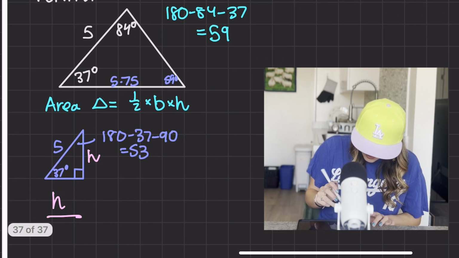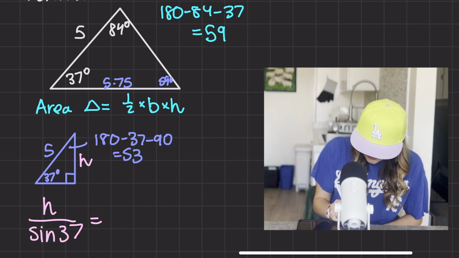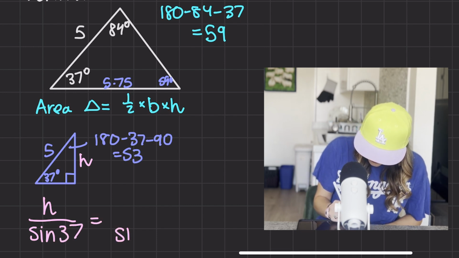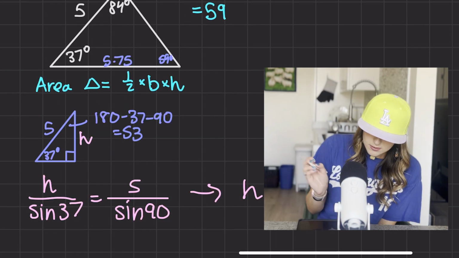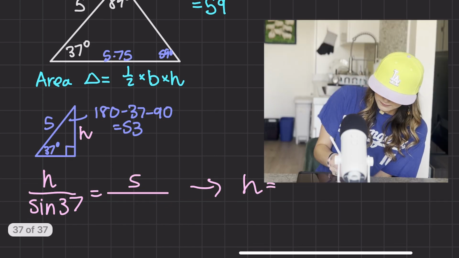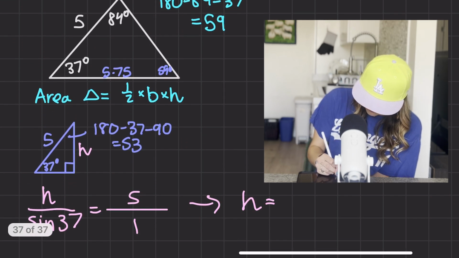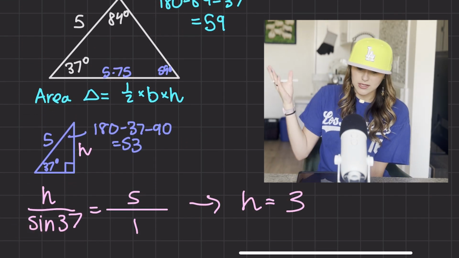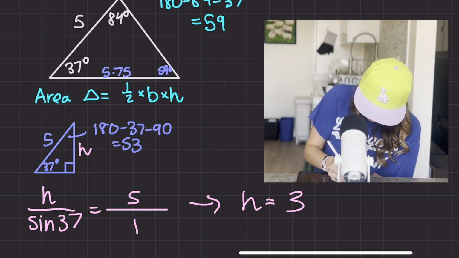Okay, so height over sine 37 is going to be equal to sine of 90 and 5. So we know that sine of 90 is going to just be 1. So 5 times sine of 37 is going to be about 3. It's not exactly 3, but it's about 3, okay? So this height is going to be 3.